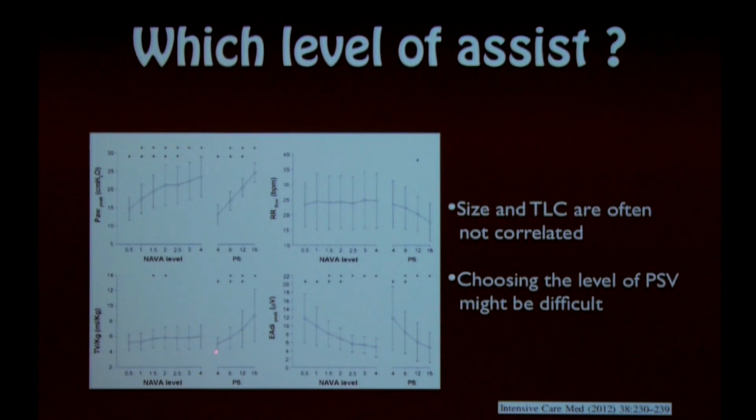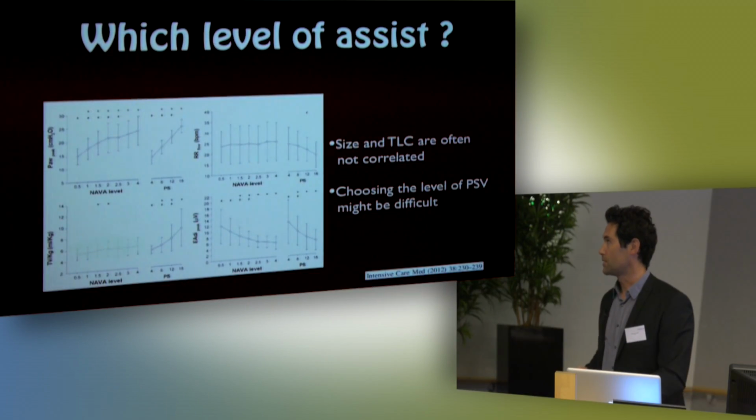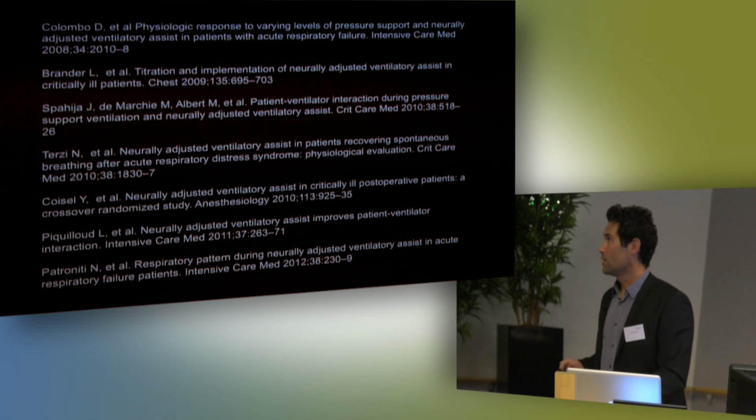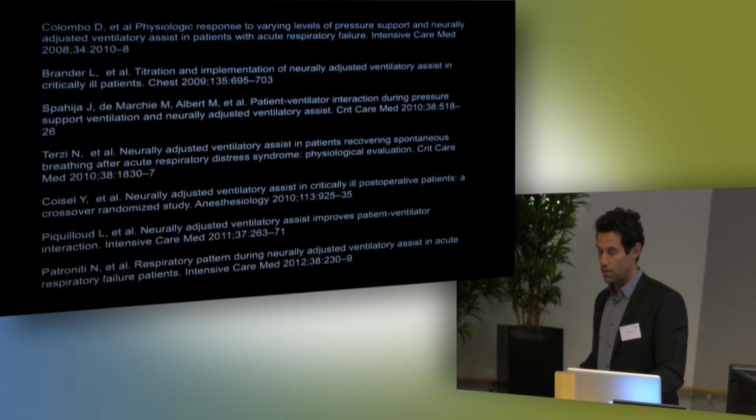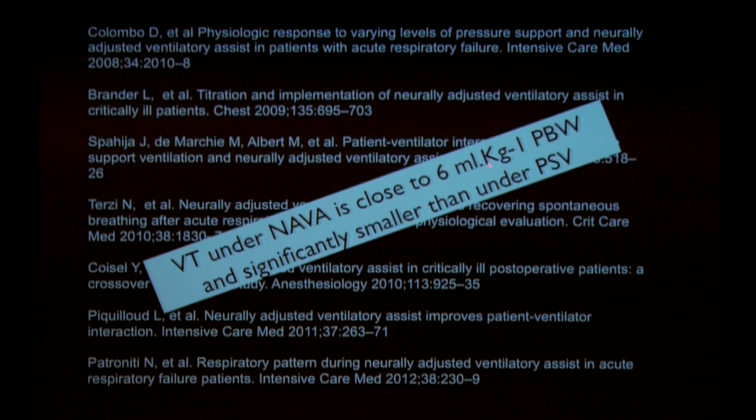So the question was, is it possible to have this kind of regulation, an adaptive auto-regulation of tidal volume that we know happens with NAVA in non-transplanted patients? We have numerous studies showing that under NAVA, if you compare to pressure support ventilation, tidal volume is close to 6 ml per kilogram of predicted body weight. These patients are not transplanted. They are all different cases with ARDS or COPD.